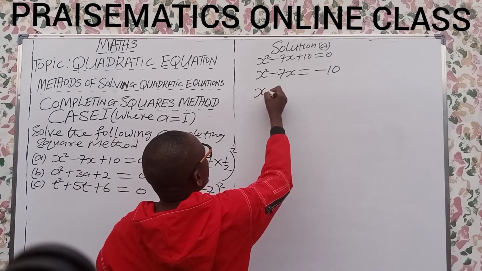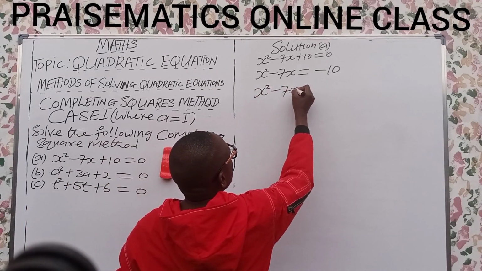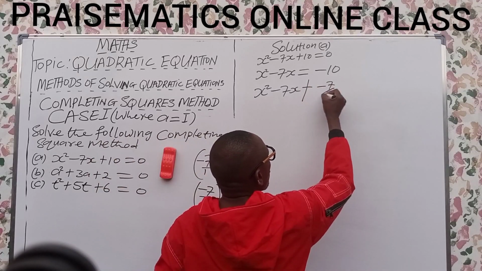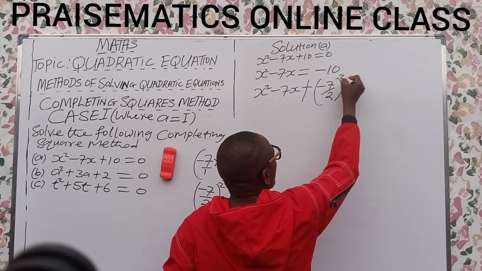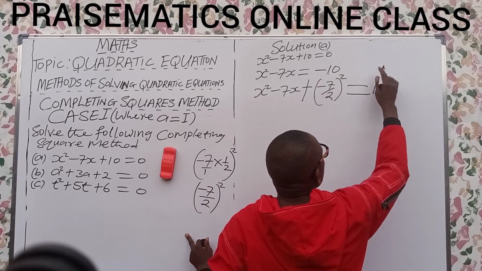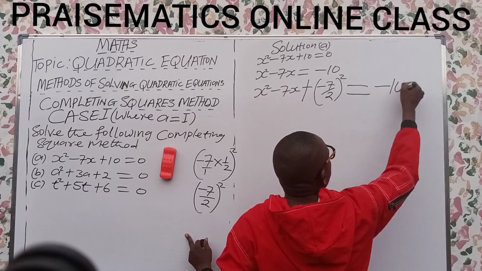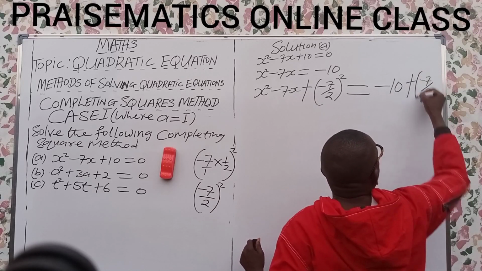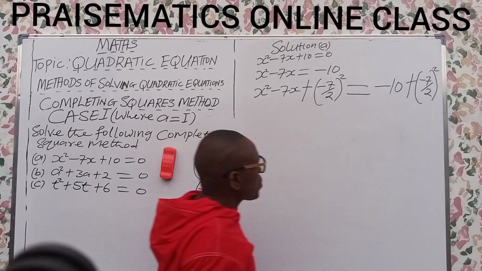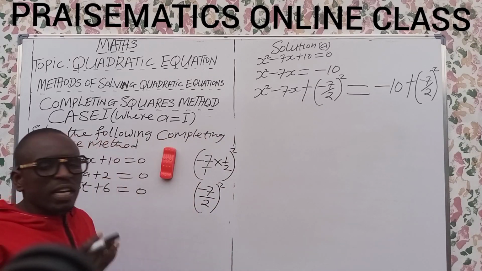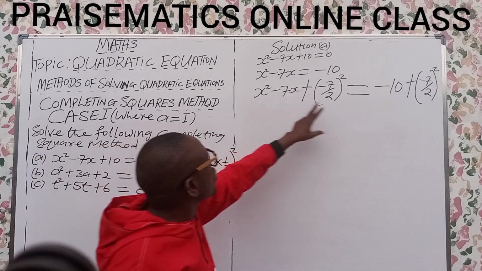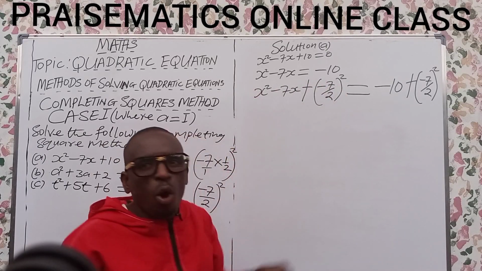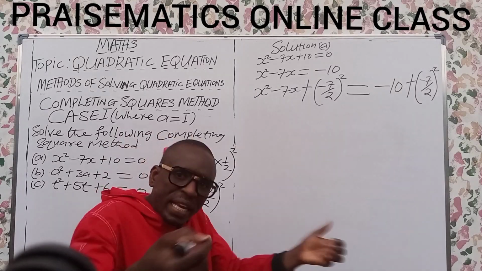So we have that x squared minus 7x plus, add means plus, minus 7 over 2 all square is equal to minus 10 plus minus 7 over 2 all square. Okay, now step 4 says collect the perfect square on the left hand side. This is the perfect square. All this one that contains squares is called the perfect square. Collect them together.